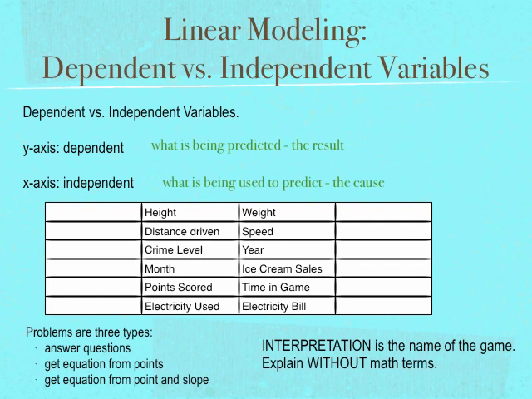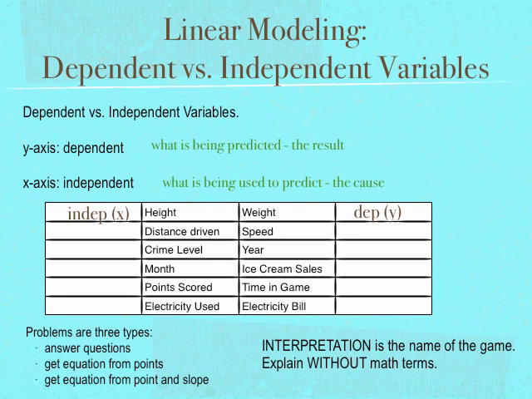So if we look at these following pairs of variables, all of them are related. Your height and weight are related. The crime level and what year it is are related. All those things are related. But one of those is independent and one of those is dependent. So if you think about your height and your weight, does your height depend on your weight, or does your weight depend on your height? Well, your weight doesn't completely depend on your height, but it does a lot more than the other way around. So height would be independent and weight would be dependent. If you were to graph height and weight on a graph, height would go along the x-axis and your weight would go on the y-axis.